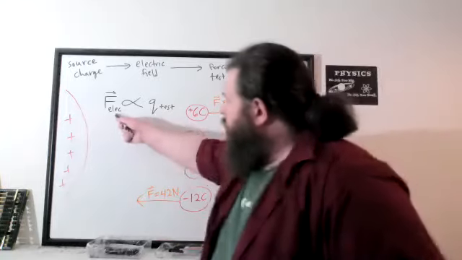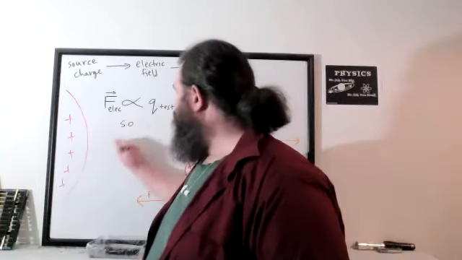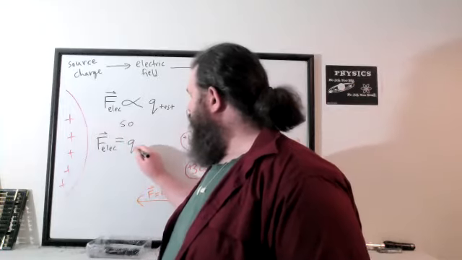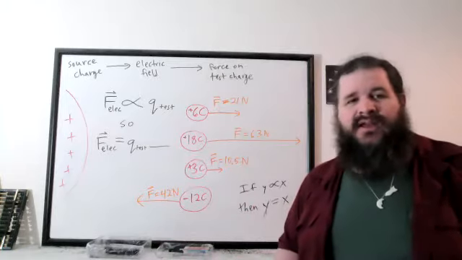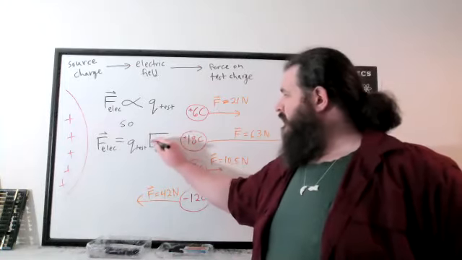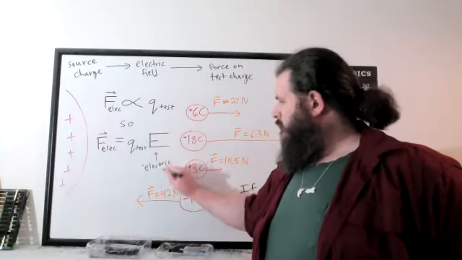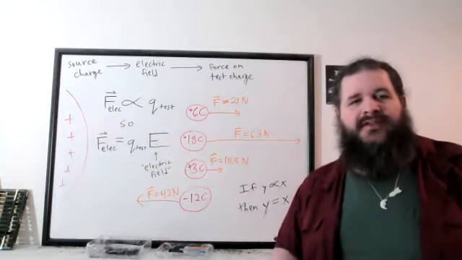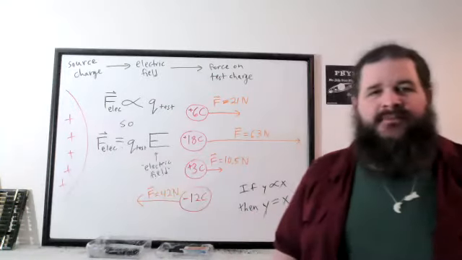That means if we're assuming that force is proportional to test charge, we should be able to say force equals something times test charge. Electric force equals test charge times something. There's some factor we can multiply by test charge to get the force. And that something is what we call the electric field. So the electric field, this quantity E, can be thought of as the coefficient you multiply by the test charge to find the electric force.